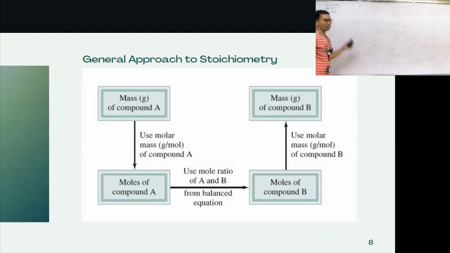Earlier we started with 16 grams of hydrogen. That's the mass of compound A. Then we multiply by the molar mass of compound A to get the moles of compound A. The conversion factor is the mole ratio of A and B from your balanced equation, which gives moles of B from moles of A. Then you multiply by the molar mass of compound B to get the mass of compound B. That's what we did earlier to arrive at the grams of NH3.